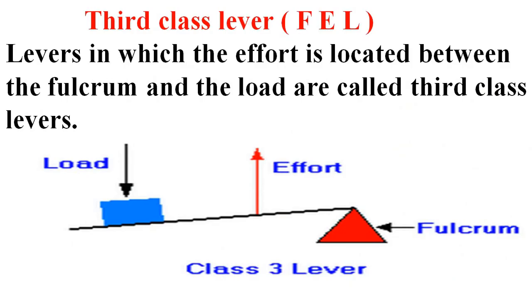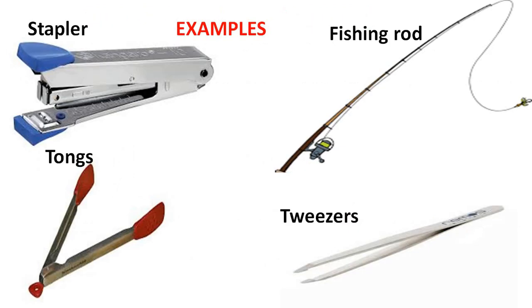Third class lever, FEL: levers in which the effort is located between the fulcrum and the load are called third class levers. Examples of third class levers are stapler, fishing rod, tongs, tweezers, etc.